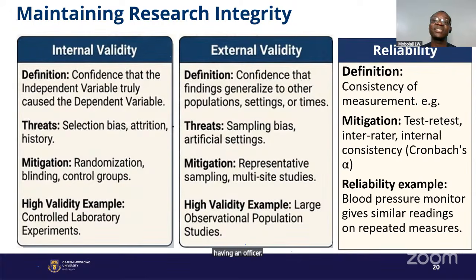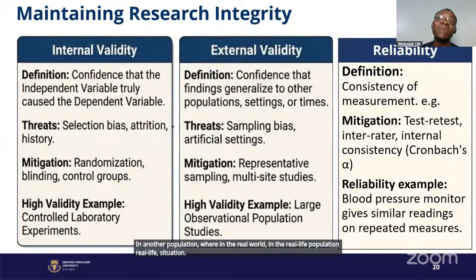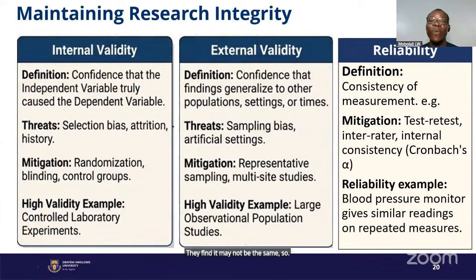Sometimes when the research setting is artificial, in another population, or in the real life population, or real life situation, the finding might not be the same. And when that happens, it makes the external validity of the finding difficult to establish. So, if we find out a particular association or make some findings in a population, in a setting, or at a particular time, we should be able to have that kind of finding in another population or in another setting.